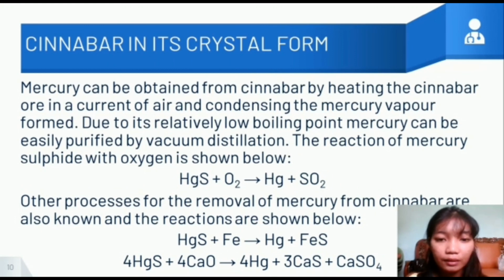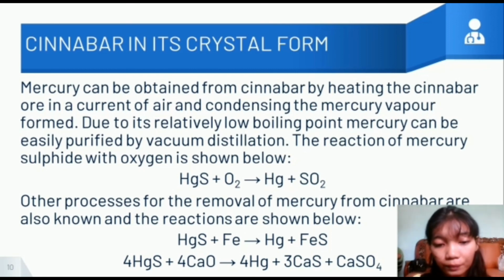Mercury can be obtained from cinnabar by heating the cinnabar ore in a current of air and condensing the mercury vapor formed. Due to its relatively low boiling point, mercury can easily be purified by vacuum distillation. The reaction of mercury sulfide with oxygen is shown below. HgS plus O2 becomes Hg plus SO2.